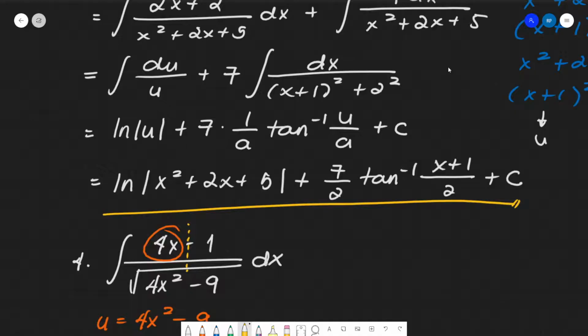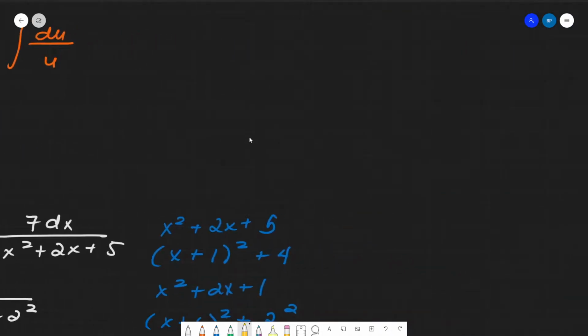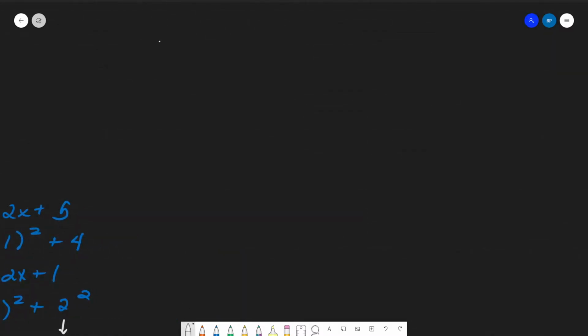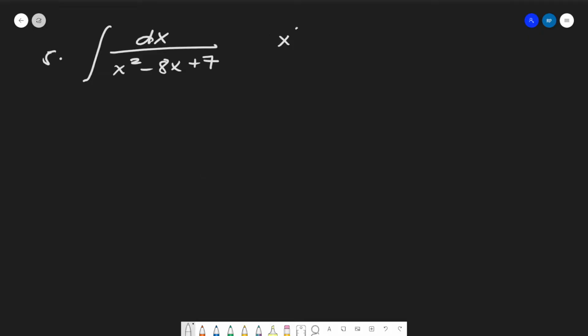Okay, number 5. Let me raise it a bit. So, we have the integral of dx over x squared minus 8x plus 7. This is what the integral asks us to solve. We have a quadratic expression here, so let's first fix the quadratic expression in our denominator: x squared minus 8x plus 7.